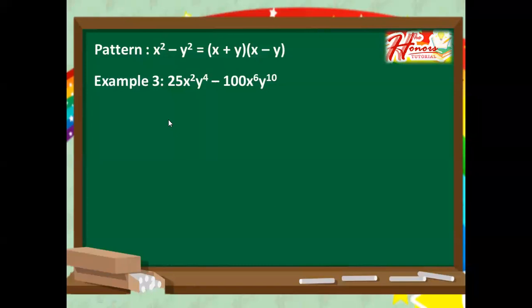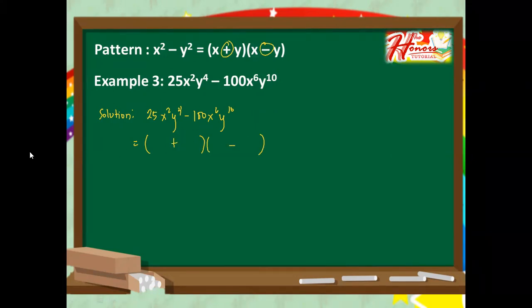We have here 25x squared y raised to 4 minus 100x raised to 6 y raised to 10. So same process, write solution. Then copy the given. That's 25x squared y raised to 4 minus 100x raised to 6 y raised to 10. And then, of course, you have to prepare two parentheses, but let me just write it here below. Two parentheses here, and then copy the operation in our given, that's plus and minus.